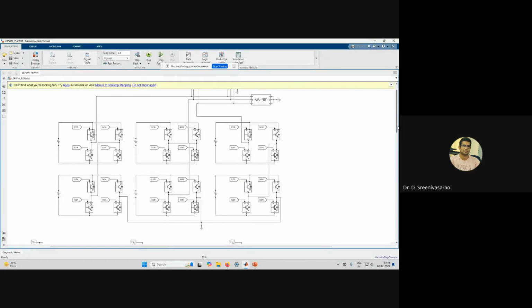So now we'll simulate this work in the MATLAB simulation environment. I consider I developed a five level cascaded H-bridge inverter. So this is bridge one, and this is bridge two for A phase. This is bridge one and bridge two for B phase, and we have bridge one and bridge two for C phase. So here we have four switches in each bridge.